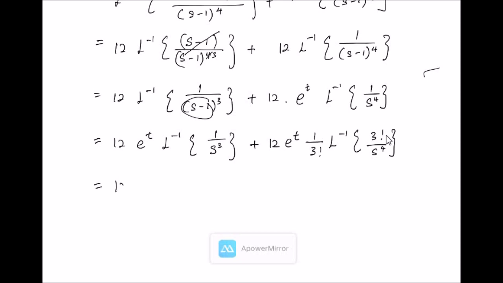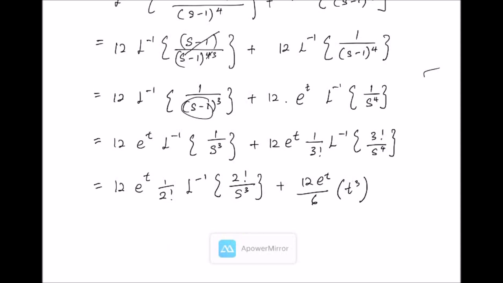And then next, we have a 12 exponent t. So this one, we can change it also to t power of n, since the s power of 3, we know that n is equal to 2. Okay, 2 factorial. So we need to cancel out the 2 factorial also. So I put 1 over 2 factorial. And then this one is 2 factorial divided by s power of 3. Plus 12 exponent t divided by 6, because 3 times 2 times 1 is 6. And then this part is t power of 3.